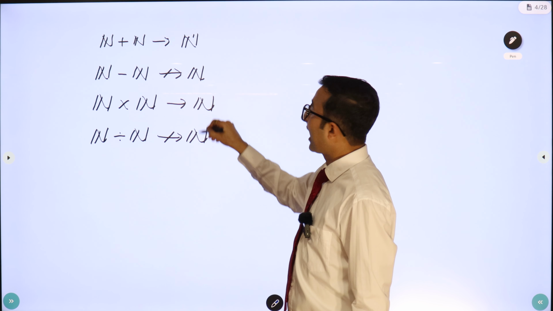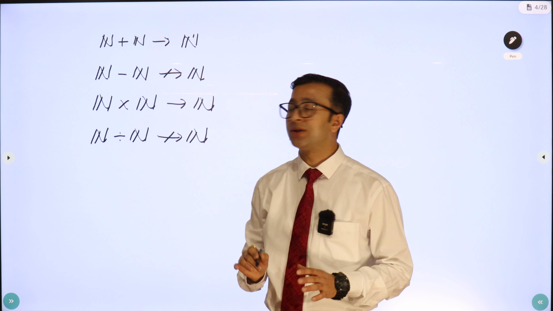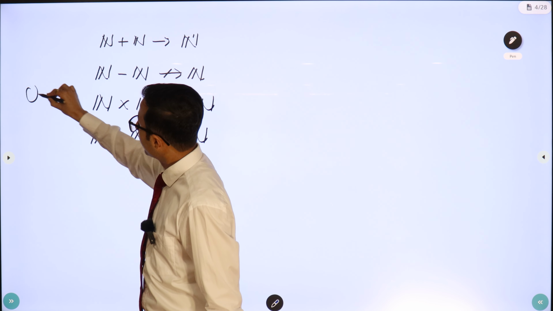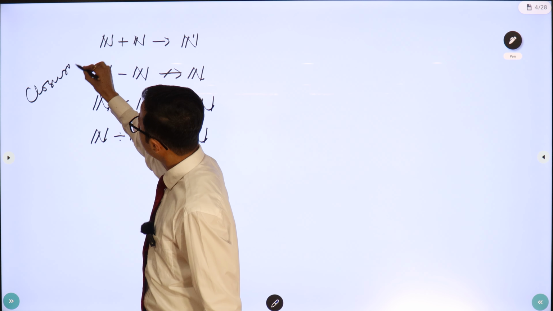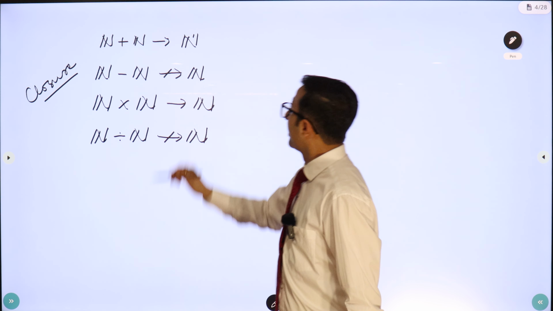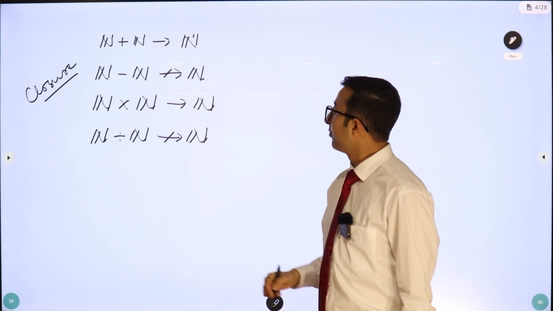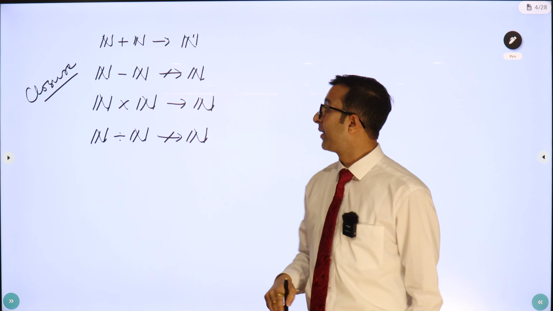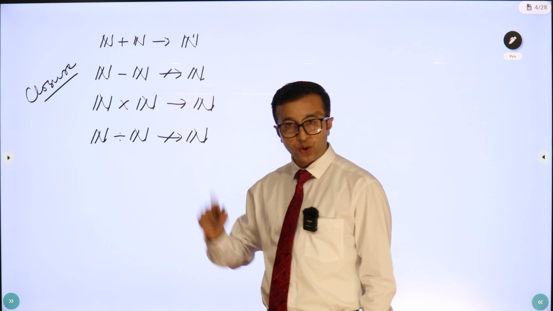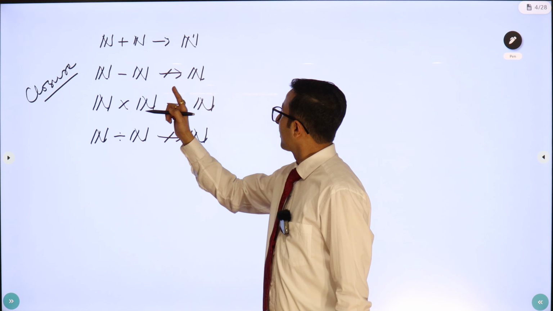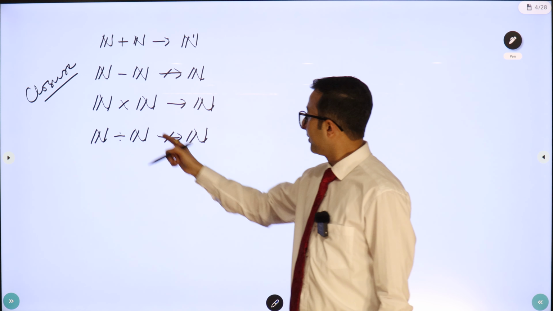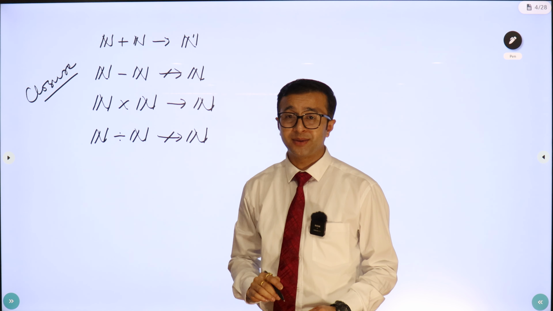So the property that we have written is actually the closure property. The name of the property is closure property. So addition is closed in the set of natural numbers, subtraction is not closed in the set of natural numbers, multiplication, that means product, is closed in the set of natural numbers, but division is not closed in the set of natural numbers.